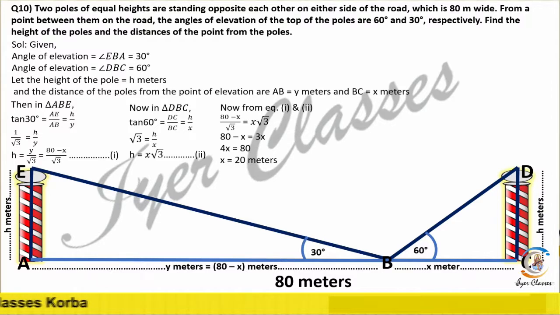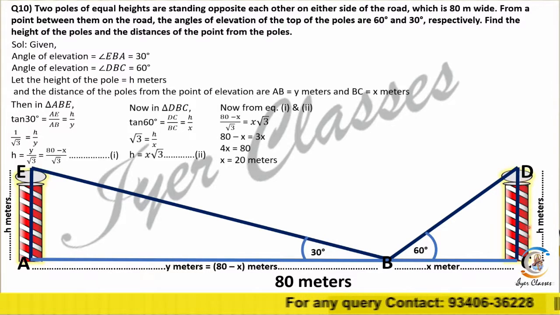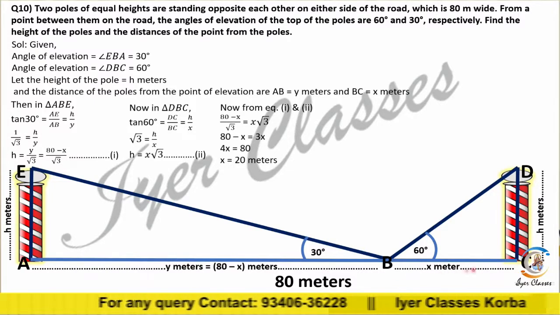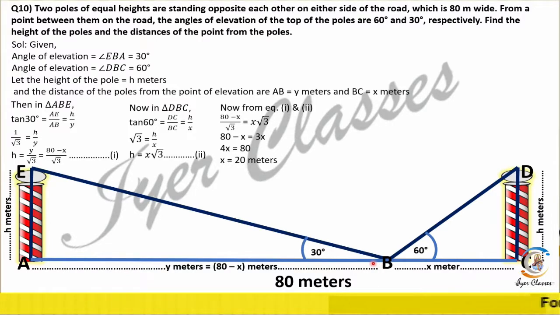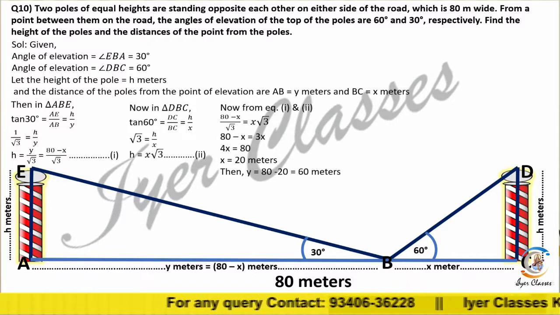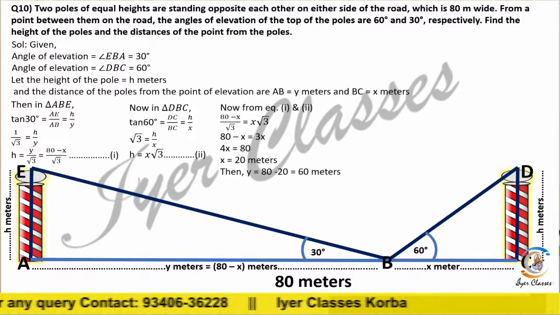Okay. Now, the point B is at a distance of 20 meters from the tower, which is here. This distance is 20. So, naturally, this distance AD should be equal to 80 minus x. What is 80 minus x? That is 80 minus 20, which is equal to 60 meters, right? So, from one pole it is 60 meters, and from the other pole it is equal to 20 meters.